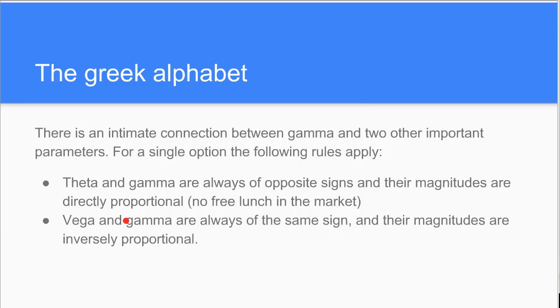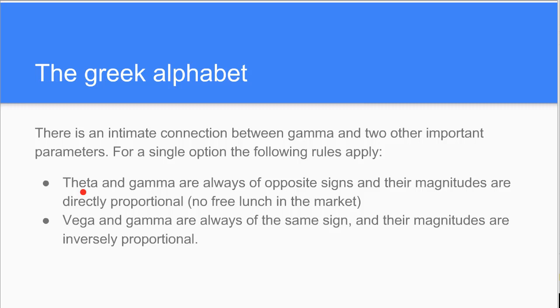I think the holy grail of option trading would be to find an option that has positive gamma and positive theta. If you somehow manage to do that, you'll become a billionaire in no time, because you are holding the best of both worlds. But this is the law of the universe: theta and gamma are always of opposite signs. So if you have positive gamma, you have negative theta, which means you will suffer time decay.